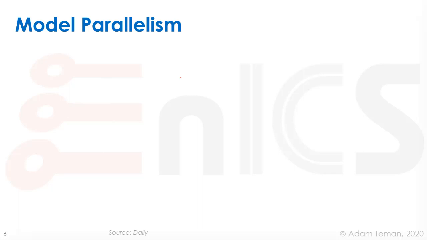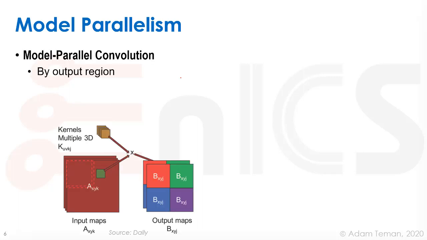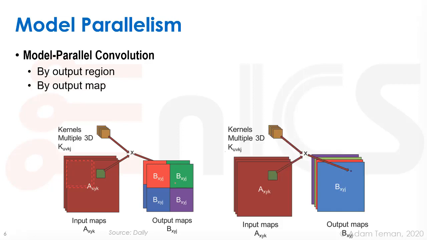Model parallelism, as I said, is a bit harder, but convolutions are a problem that can have some model parallelism. So model parallel convolution can be done, for example, by output region. Here we can take the output maps and divide them into parallel regions. We have to have some sort of halo that overlaps between them, but we can parallelize this pretty well. Another way of doing it is by output maps, not output regions. So each output map can be learned by a separate machine.